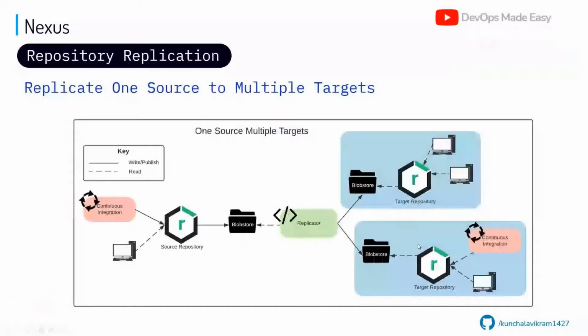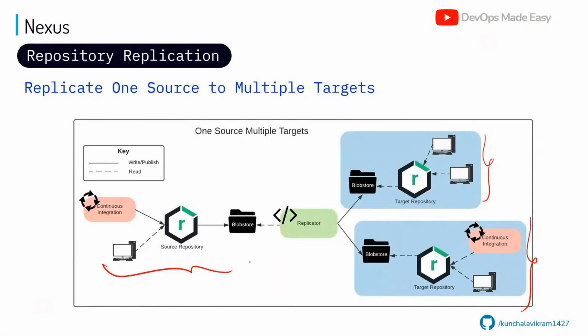So here I have a Nexus repository set up in three different locations. One is this location, and there are two different locations here. People in that region will use this repository. People in one other region will use this repository, and in other regions they'll use this repository.